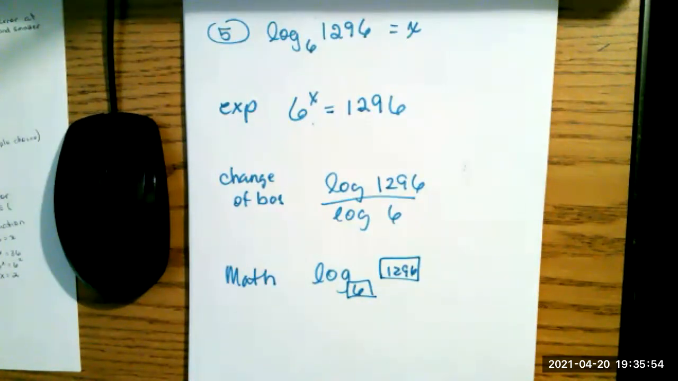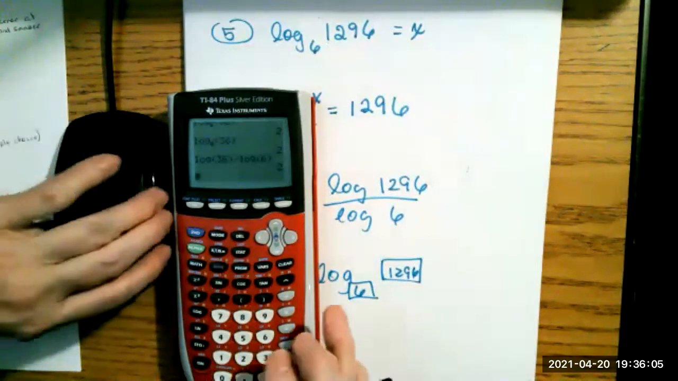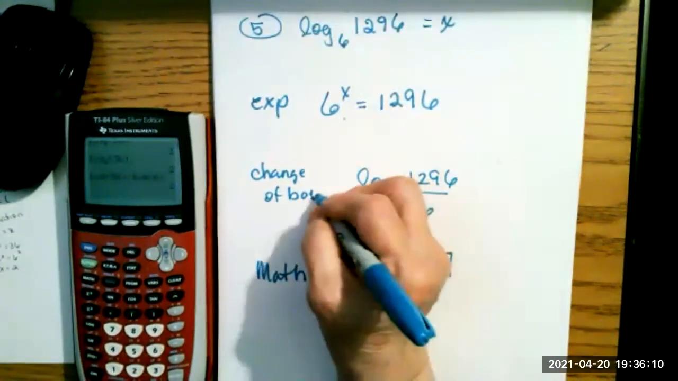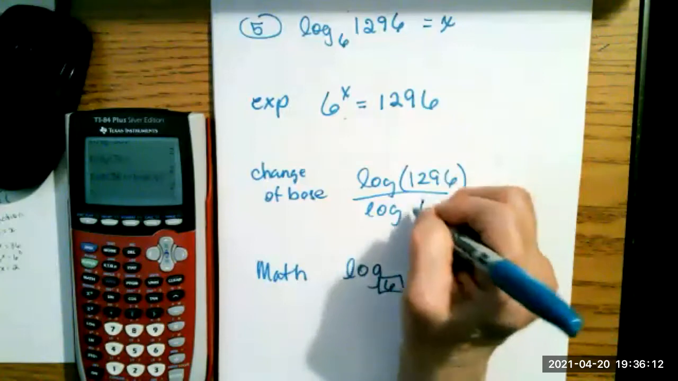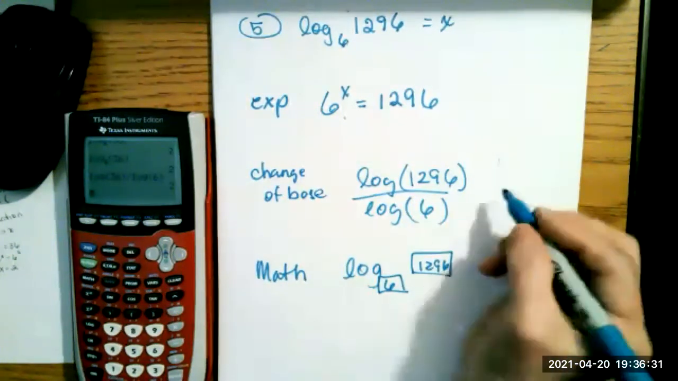I got 2.42. Which way did you do it? I did change of base. What'd you get? I did the log, and it does the parentheses. Oh, I know what I did. I forgot to put the divide, like a doofus. So you multiplied, it's going to be a different number. Log 1296, close parentheses, divided by log 6, close parentheses, enter: 4.